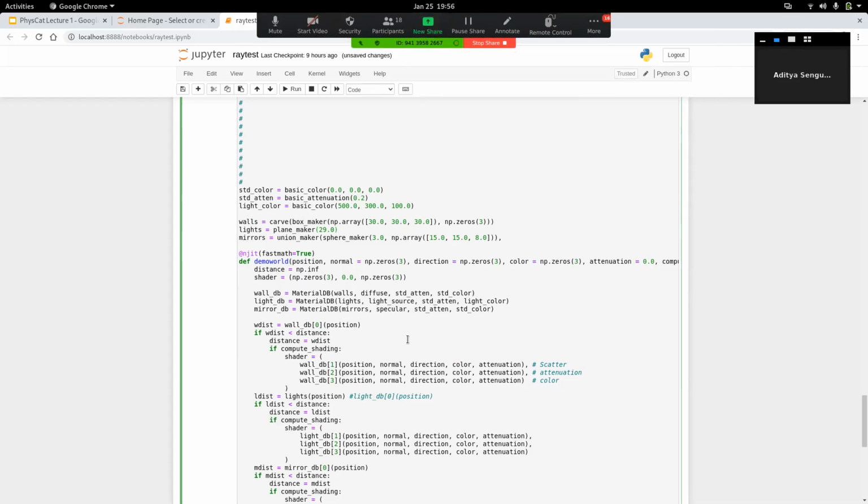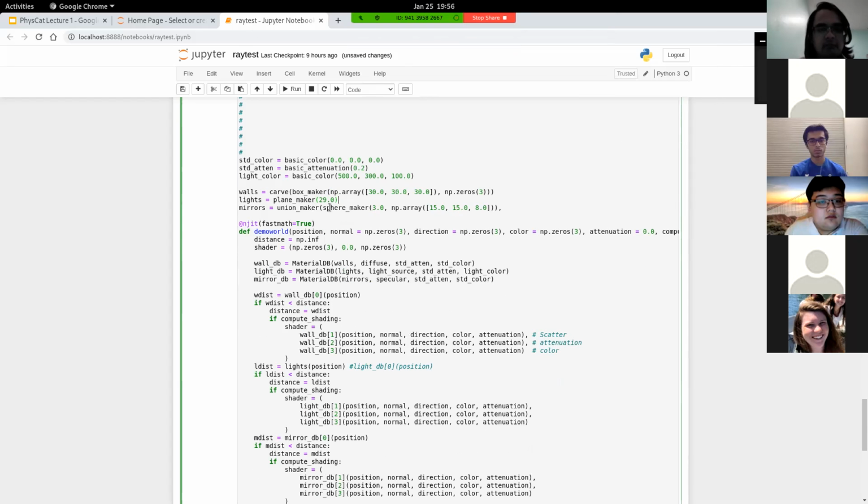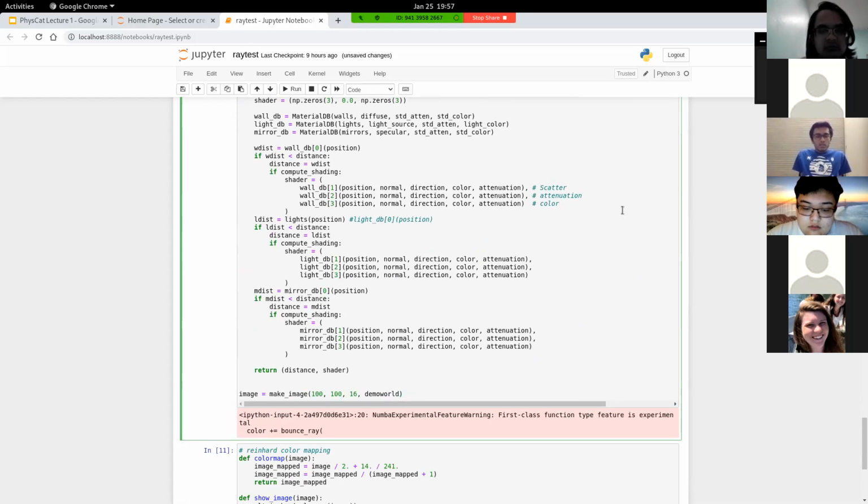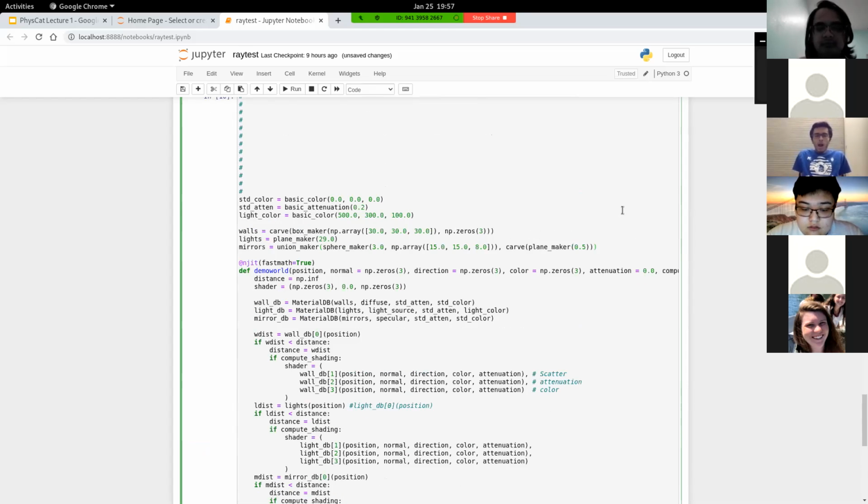Let's hope. Okay, yeah, so I can use this function union maker that I wrote to make a union between that mirrored sphere and a plane that takes up the bottom half of the screen. Based on how the plane maker function is implemented, that's carve plane maker, and it's going to be at height 0.5, right? And I've now created this new object, and that was pretty easy because of the abstraction barrier that I defined, that describes how these shape functions get called and what they return.